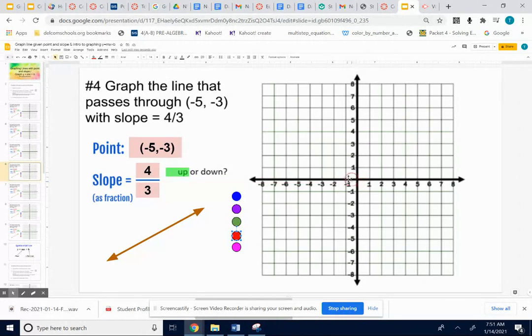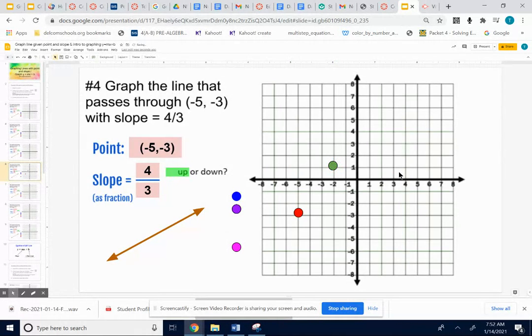Travel along -5 on the x-axis, and then go down until you're across from -3. Drop your point. Take another point. Left click. Keep your left finger down. And then from that point, I'm going to travel up 4, 3, 4 over 3. Up 4 over 3.